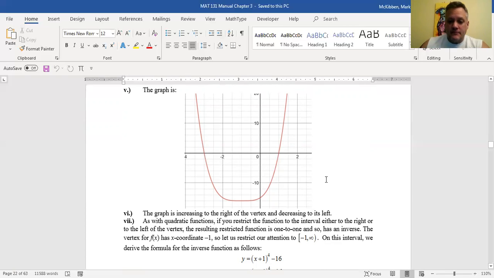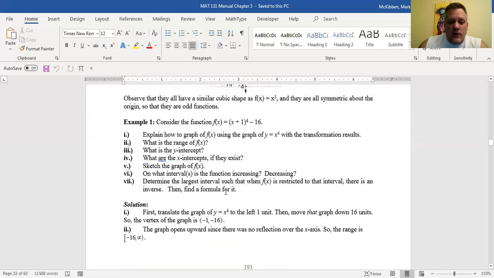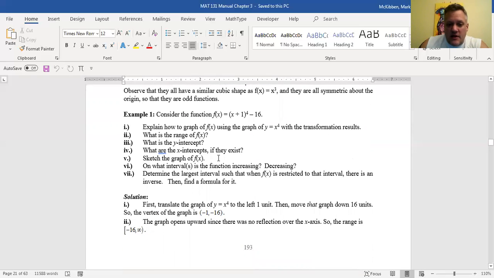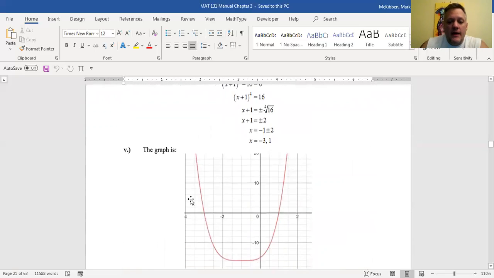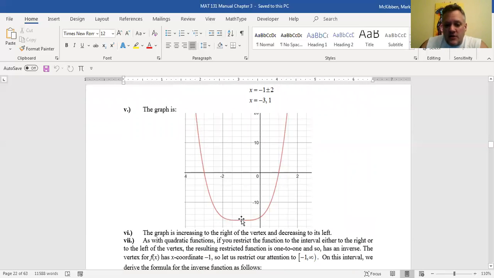All right. We are asking, let's see, so sketch the graph, we did that. On 5, or 6 rather, we want to know what's increasing, decreasing, and then we want to find an interval where it has an inverse. Okay, so let's take a look. To the right of the vertex, it's going up, right? So from negative 1 to infinity, it's going up, so it's increasing. Back the other direction, it's decreasing, okay?